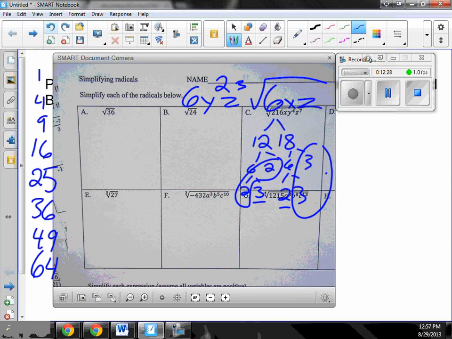It's the square of the natural numbers. 1 squared, 2 squared, 3 squared, 4 squared. Okay. Now, does this number show up in the list? Yes. So we can simplify it. Does this number show up in the list? No. But does it have any factors that show up in the list?